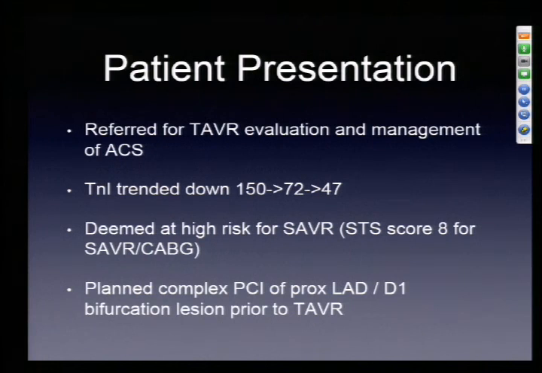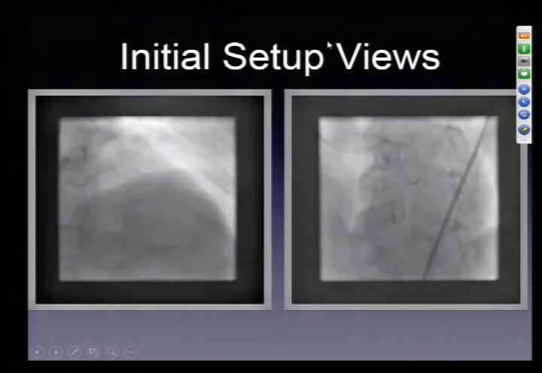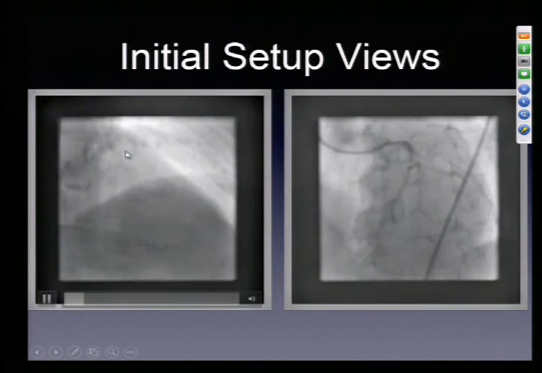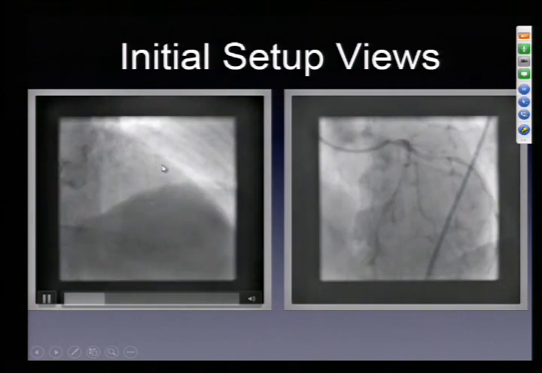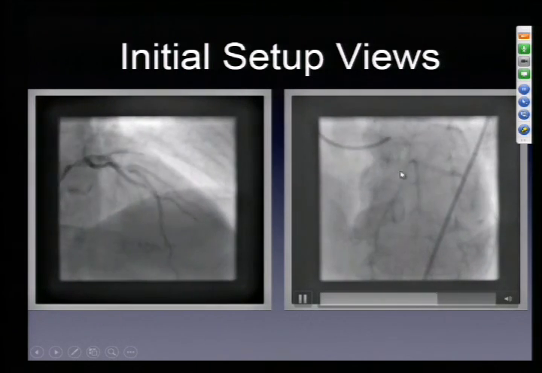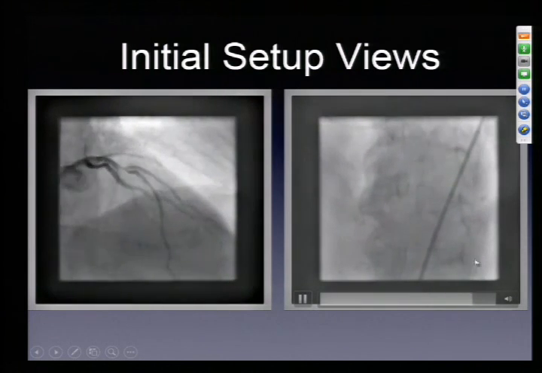And so we planned to do a complicated percutaneous coronary intervention of her bifurcation lesion in the proximal LAD and the first diagonal prior to her getting her valve worked on. So here are some initial views. What you see, there's a severe stenosis, a little bit overlapped here. This is the LAD coming down this way. This is the first diagonal, which is a large vessel coming out laterally, and a little bit different view. Severe stenosis right here, and LAD coming down here, first diagonal coming down there.